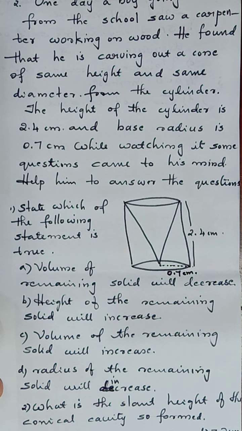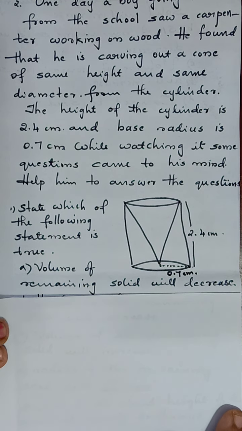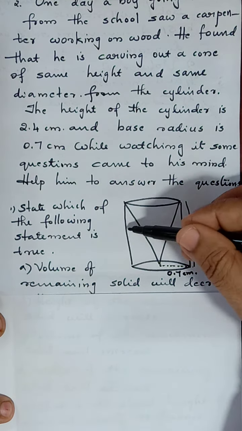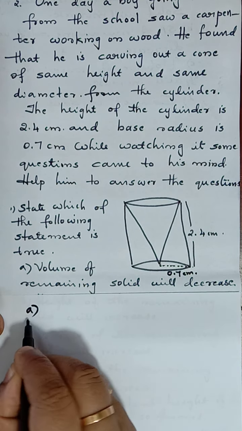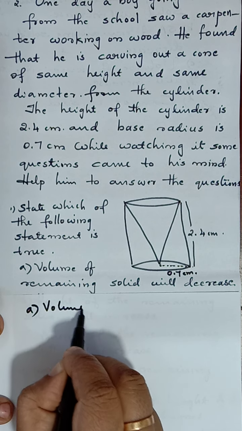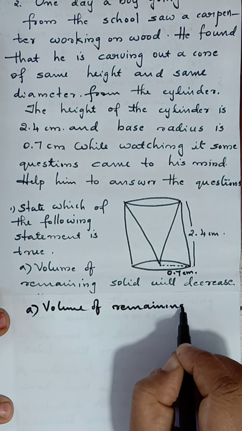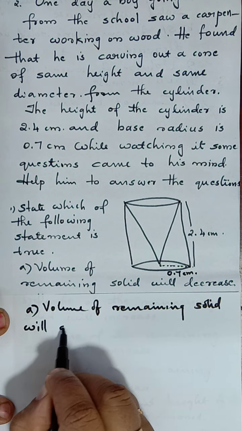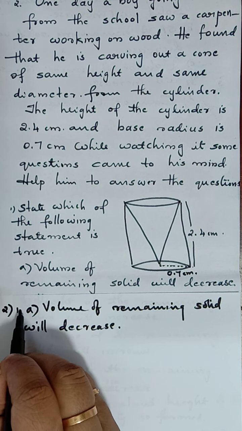Volume of remaining solid will decrease because we are removing a part. A conical part is taken out. That much volume is taken out. Therefore, the remaining portion's volume is getting reduced. Therefore, option A is correct. That is A, volume of remaining solid will decrease. This is the answer. Okay.